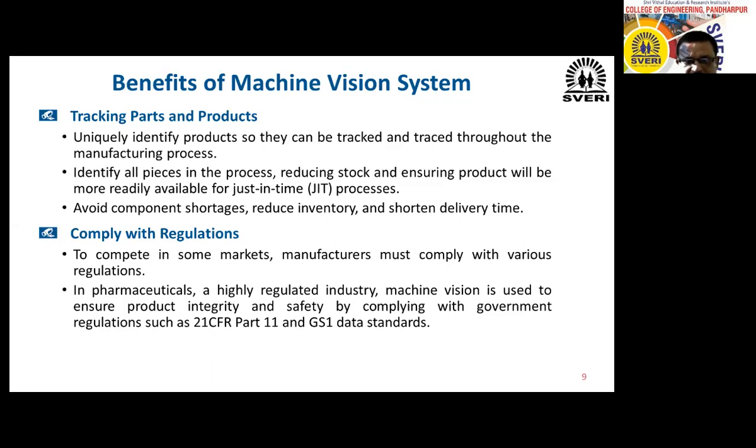Comply with regulations to compete in some markets. Manufacturers must comply with various regulations. In pharmaceuticals, a highly regulated industry, machine vision is used to ensure product integrity and safety by complying with government regulations such as 21 CFR Part 11 and GS1 data standards.